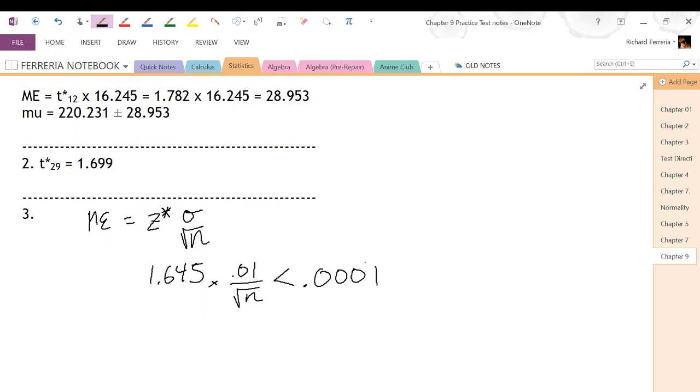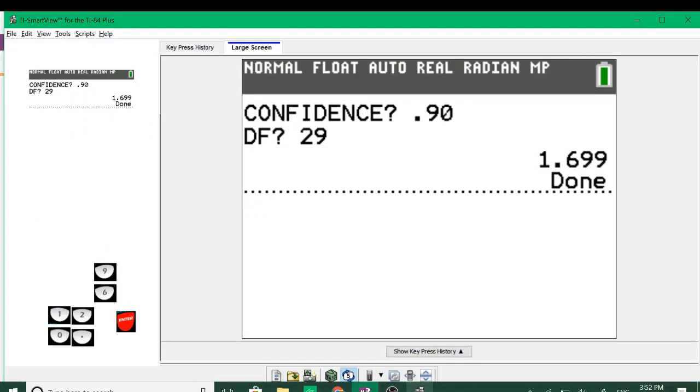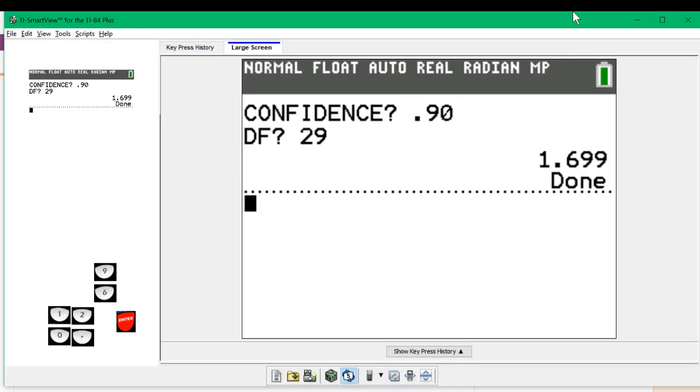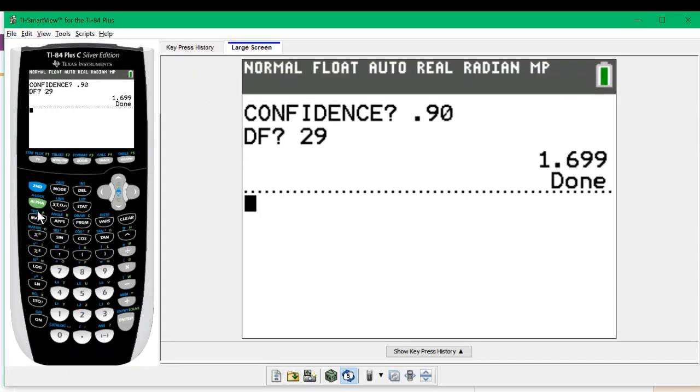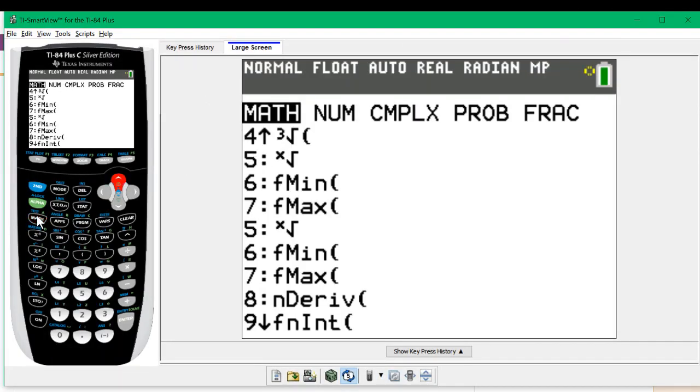Right. So we have this equation here. We want the margin of error here on the left to be less than 0.0001. You can solve this by hand, of course, if you wanted to. I don't care. But for my purposes, I want to use a solver. So math, go to the solver.